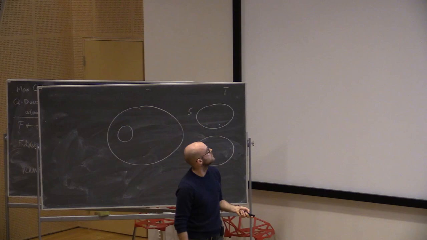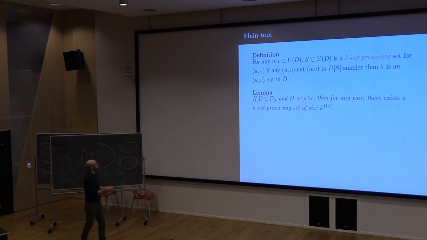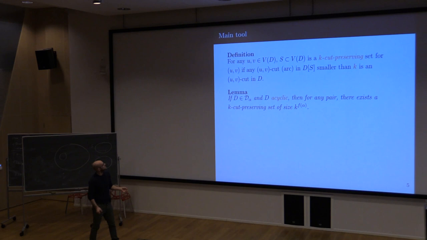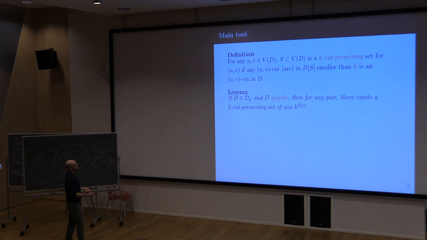We start by defining the main tool of our result, which is a k-cut preserving set. We say that S is a k-cut preserving set for some pair of vertices u, v if any u-v cut in the digraph induced by S, smaller than k, so only the small cuts, is a u-v cut in D. Then the lemma that we have is that if D is a digraph belonging to D_alpha, and D is acyclic, which is very important, then for any pair of vertices there exists a k-cut preserving set of size polynomial in k, that is, k to the power O(alpha).